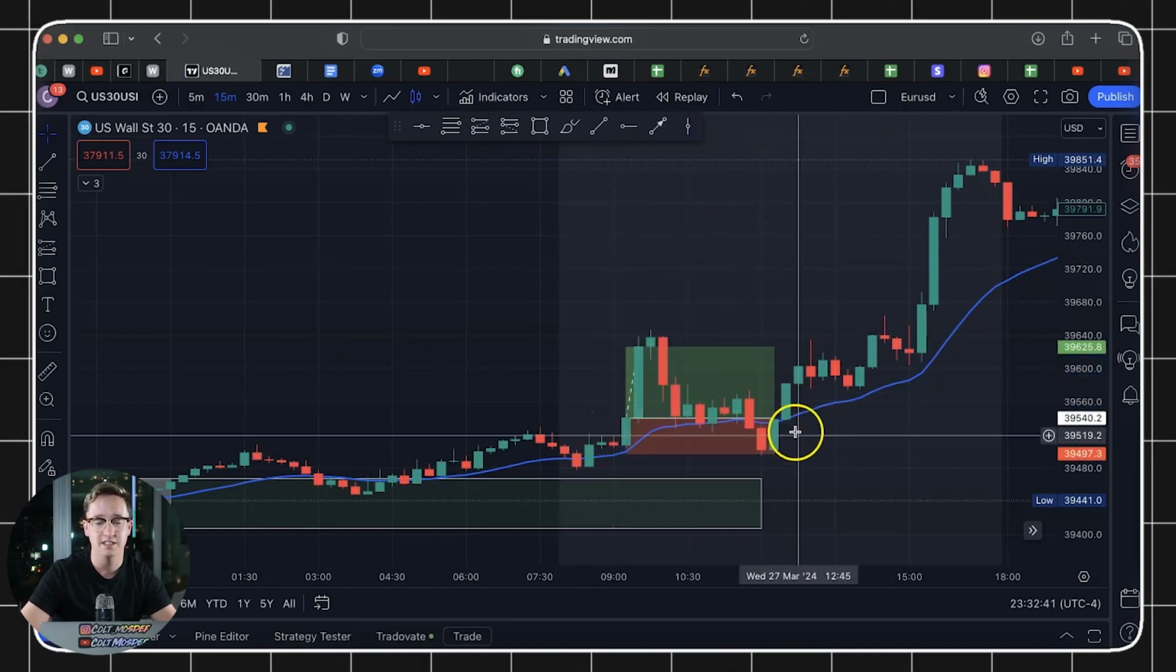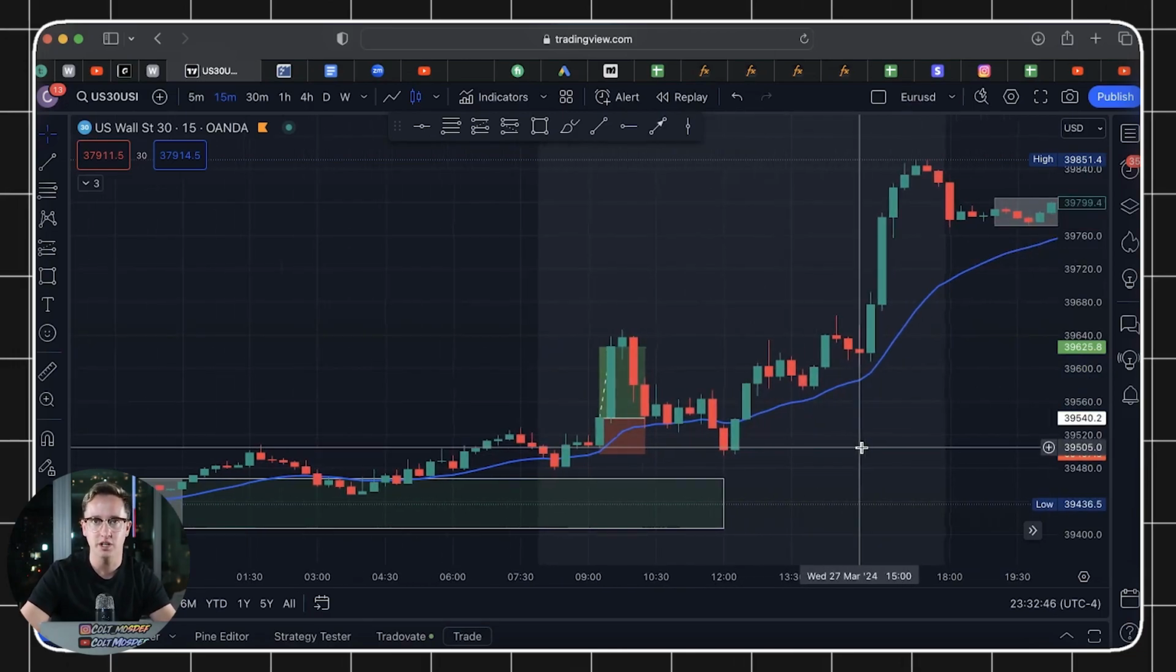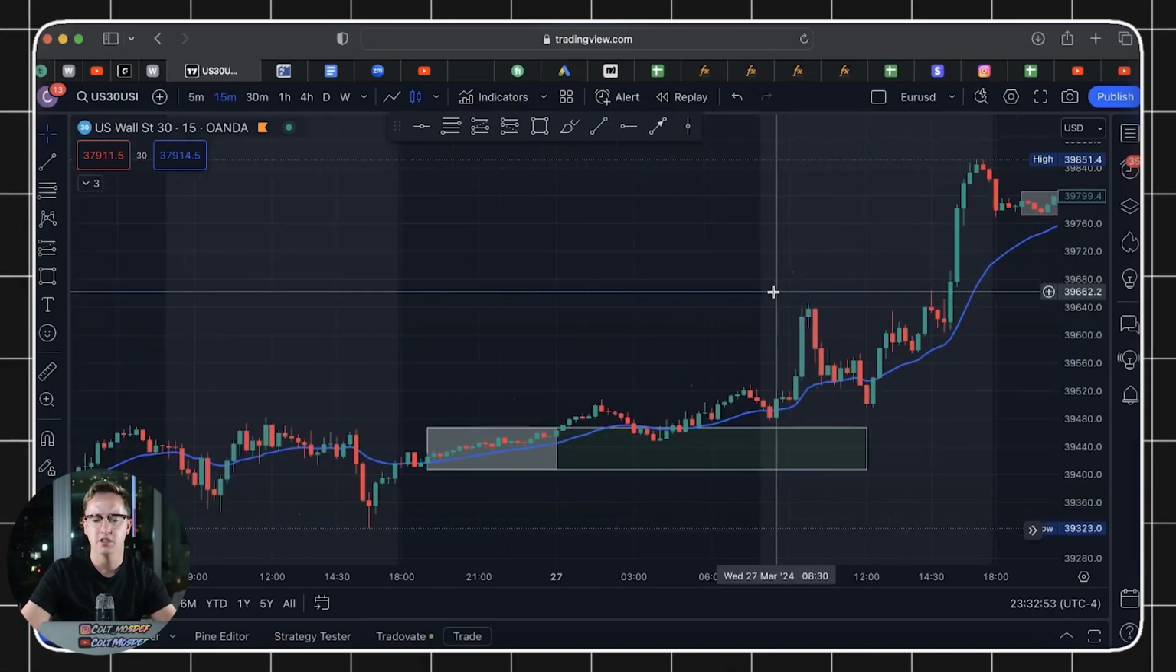And the thing about this is a lot of these trades, if you're catching them at the right time right before the market open, they'll be hitting your TP within 15 to 30 minutes. So kind of go through your charts and look at this.